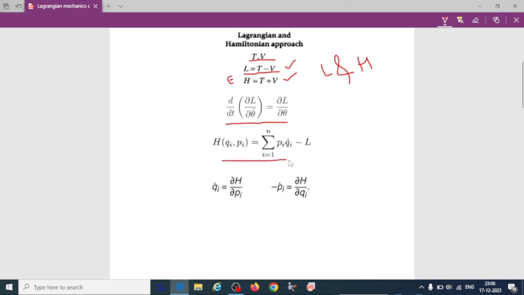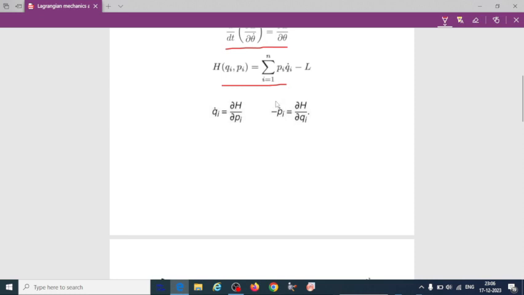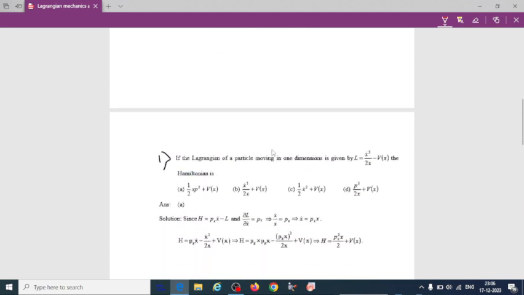Sometimes they ask to convert Hamiltonian to Lagrangian and Lagrangian to Hamiltonian, so this formula is very helpful. And for the coordinates and momenta, qi dot is equal to dou H by dou pi, and minus pi dot is equal to dou H by dou qi, the derivatives of the Hamiltonian. These equations are very helpful. So let us solve some problems here.